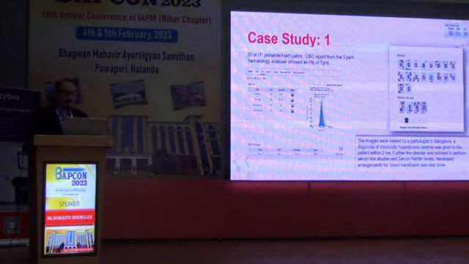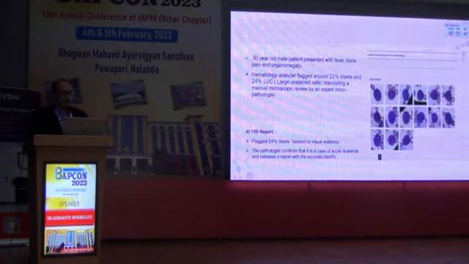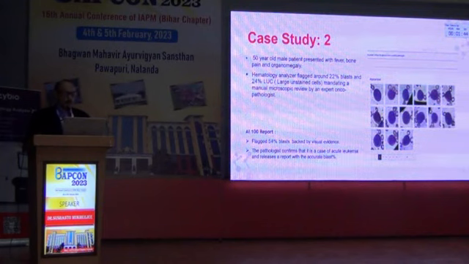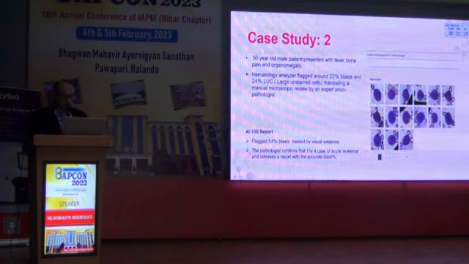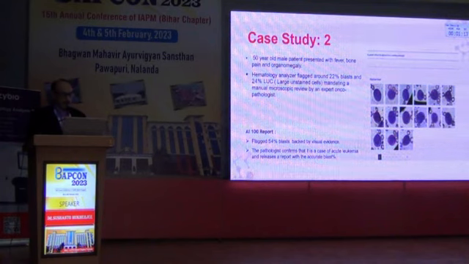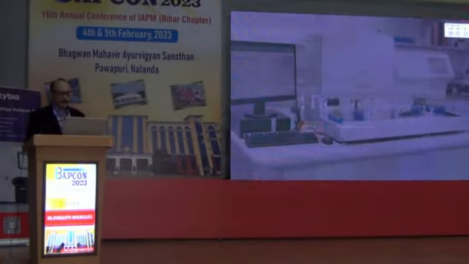It's not a major issue, with a hemoglobin of 7 grams. In the second case, a 50-year-old male patient presented with fever, bone pain, and organomegaly. The hematology analyzer flagged around 22% blasts and 24% LUC, large unstained cells, mandating a manual microscopy review by an expert oncopathologist. The AI 100 report flagged 54% blasts, backed by visual evidence. The pathologist confirmed this was a case of acute leukemia and released a report with accurate blasts.